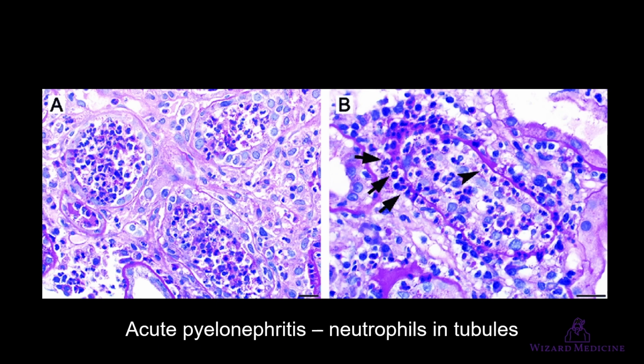Here you have an image of acute pyelonephritis, which is just tubules filled with neutrophils. So these neutrophils form casts inside of the tubules. The context in which you will see this acute pyelonephritis in the step 1 exam might involve, for example, a woman with a urinary tract infection.